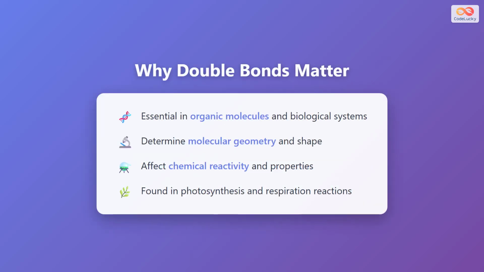Double bonds play crucial roles in chemistry and life. They are essential components of organic molecules and biological systems. Double bonds help determine the 3-dimensional shape and geometry of molecules. They also affect how reactive a molecule is and what chemical properties it has. In nature, double bonds are involved in vital processes like photosynthesis and cellular respiration, making them fundamental to life on Earth.